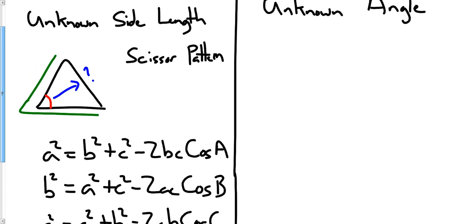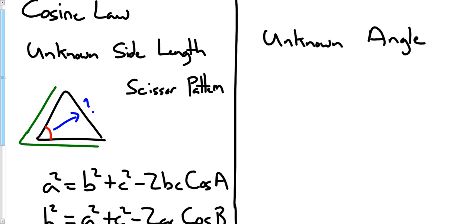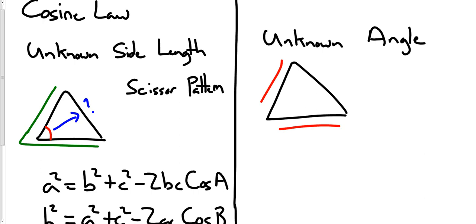If, however, you are looking for an unknown angle, the situation is different. If you're looking for an unknown angle, what you need to have is the lengths of all three side lengths. If you know all three side lengths, then you can solve for an unknown angle using cosine law.